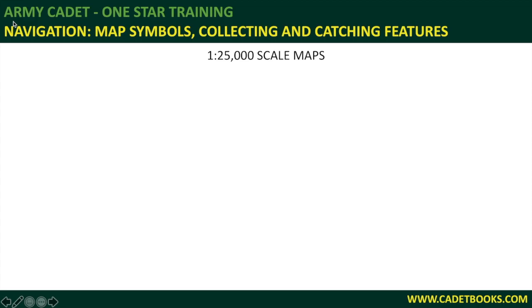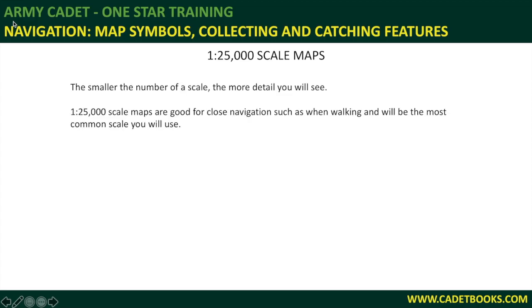1 to 25,000 scale maps. The smaller the number of a scale, the more detail you will see. 1 to 25,000 scale maps are good for close navigation, such as when walking, and will be the most common scale you will use.